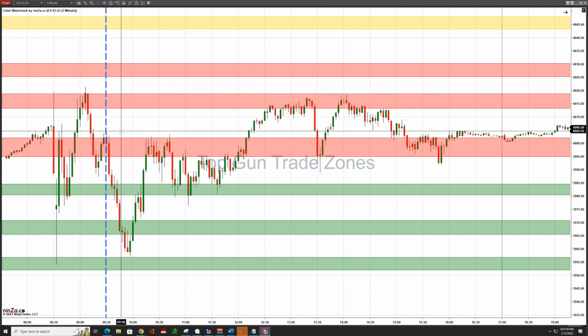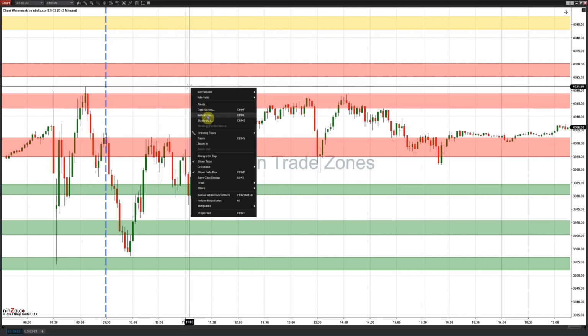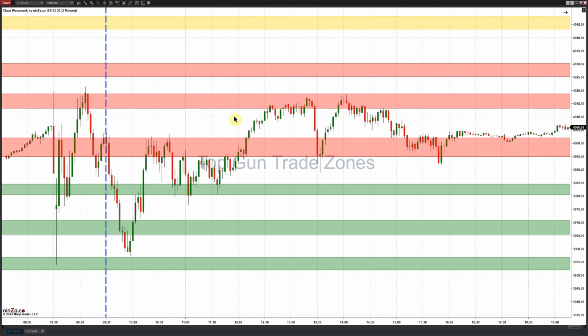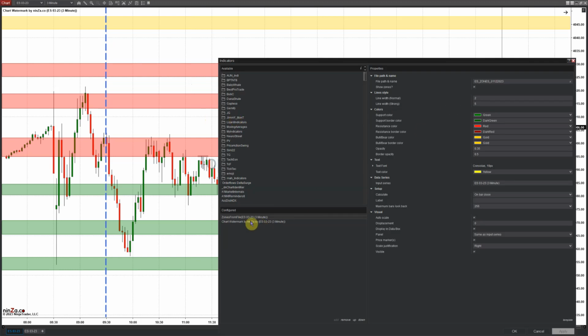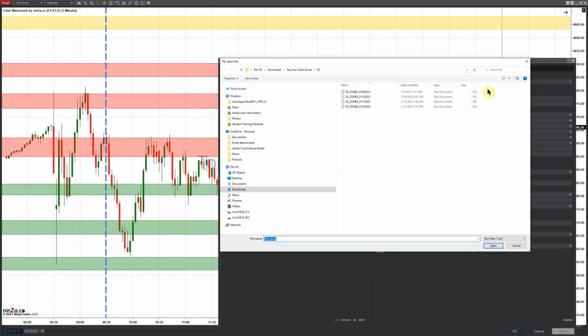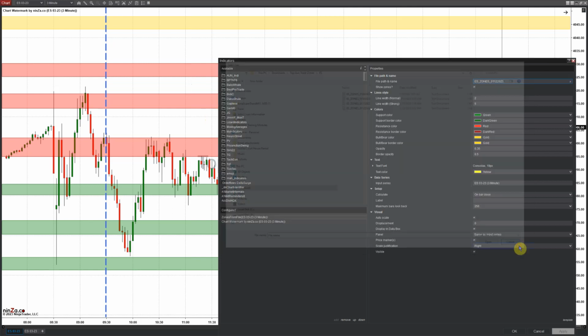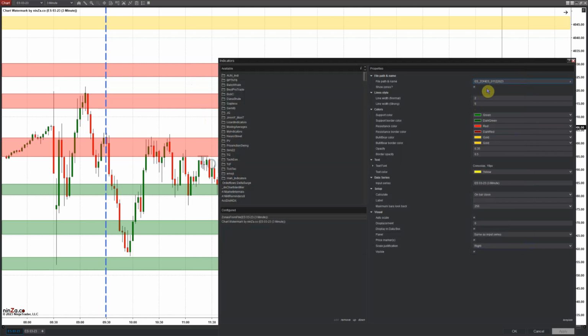Now you would simply open your chart, open your indicators, and you would go to the zones and you would go to the file path, and it would remember where it is. In this case, Top Gun Trade Zones, ES. These are all loaded. Today's already loaded, so we don't need to do that. And essentially that's all there is to it, and that would automatically place the zones onto your chart.